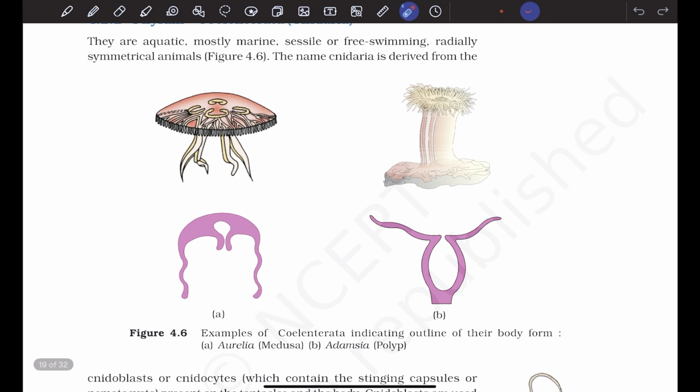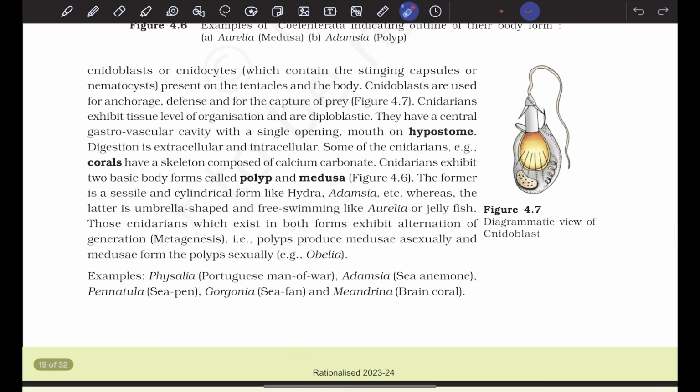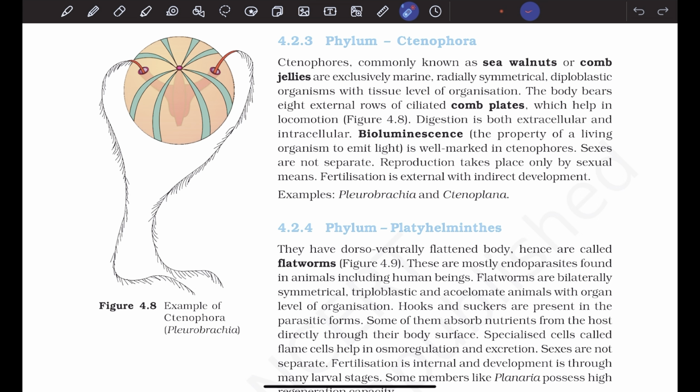Figure 4.6 Examples of Cnidaria indicating outline of the body form. A. Aurelia, medusa. B. Adamsia, polyp. Figure 4.7 Diagrammatic view of the cnidoblast.